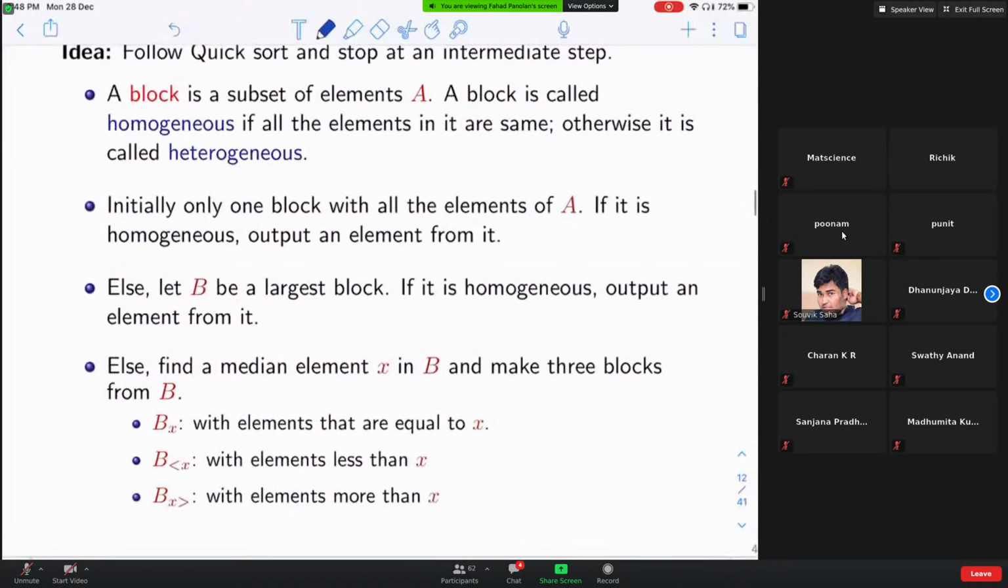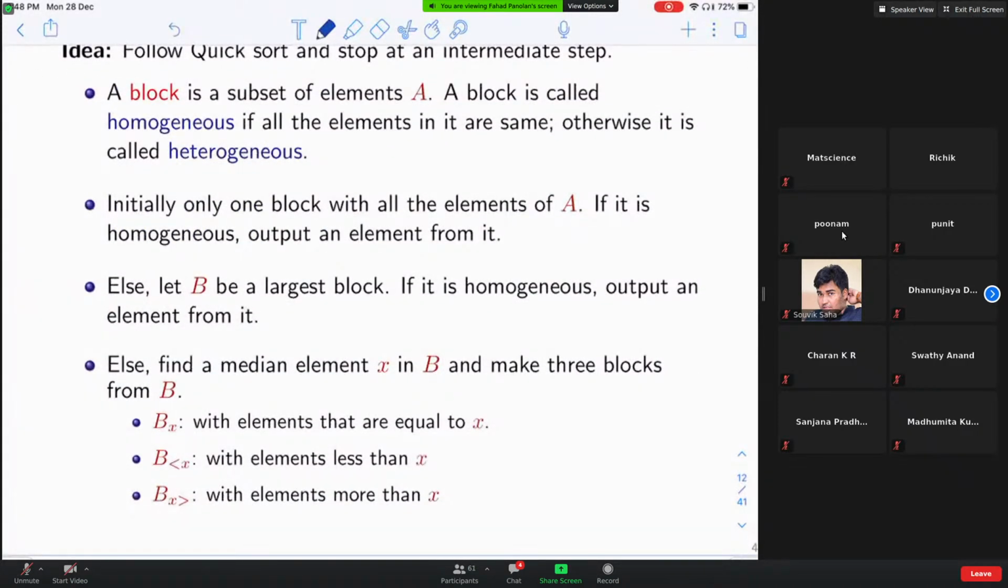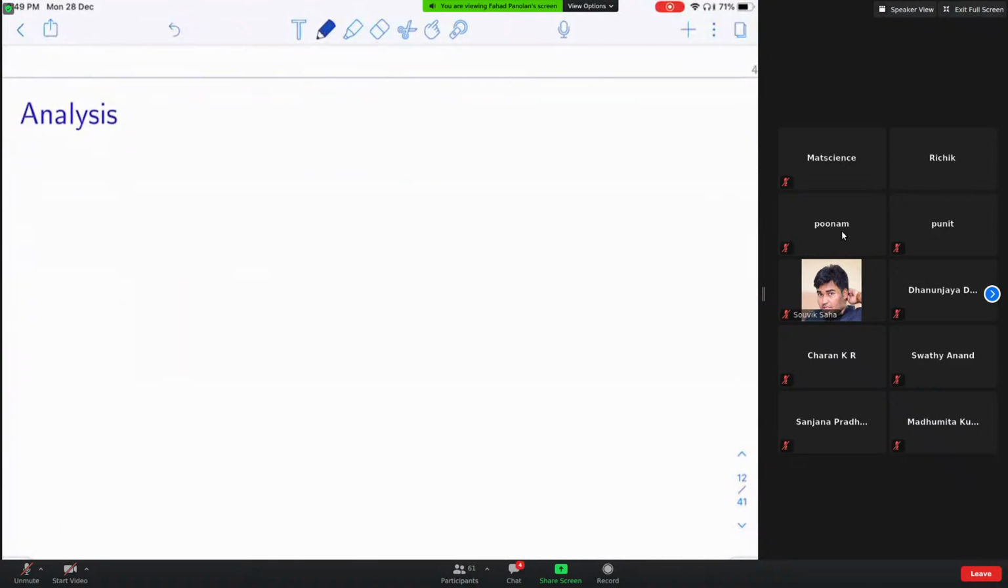And now after finding the median, from block B you create 3 blocks. One contains all the elements equal to x, another block contains the elements less than x, and the other contains the elements whose value is more than x. You continue this process, and this is the algorithm. You can see that this is a modification of quicksort, where at some point you output an element from a homogeneous block, if that block is the largest block. Okay, let's see a simple example and then we analyze its correctness.